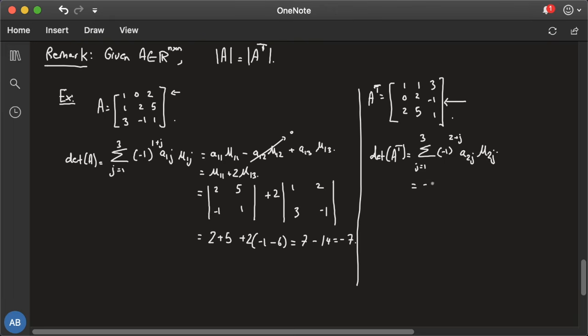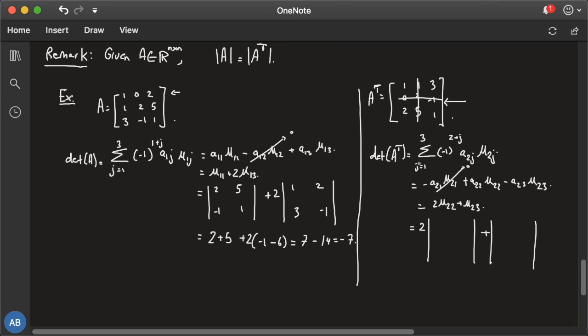So we get minus a to 1, m to 1, plus a to 2, m to 2, minus a to 3, m to 3, right? A to 1 is 0, a to 2 is 2, a to 3 is minus 1. So m to 2 is the determinant of this guy, 1, 3, 2, 1, and m23 is the determinant of this guy, 1, 1, 2, 5. Computing the determinants, we get 2 and 2, 1 minus 6, plus 5 minus 2, that is minus 10, plus 3, which is minus 7. Hence, the determinant of A transpose is the same as that of A, right?